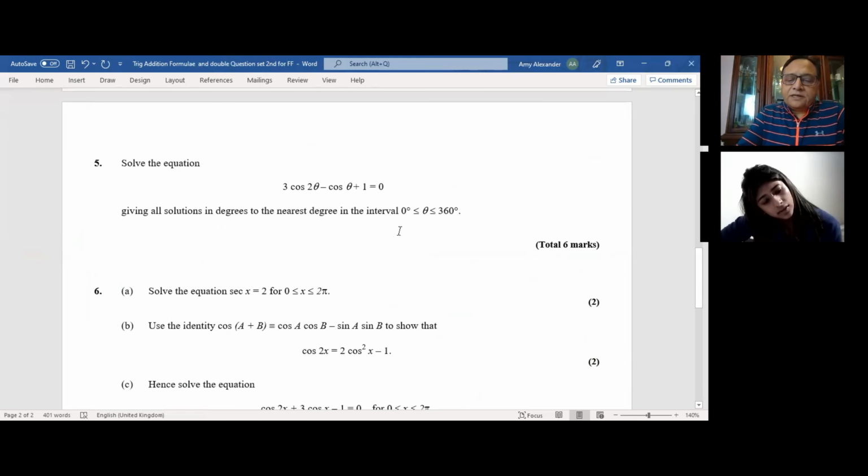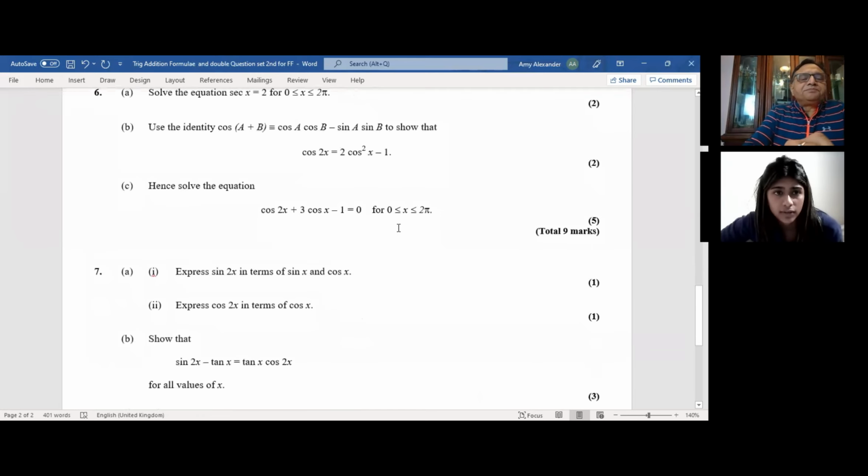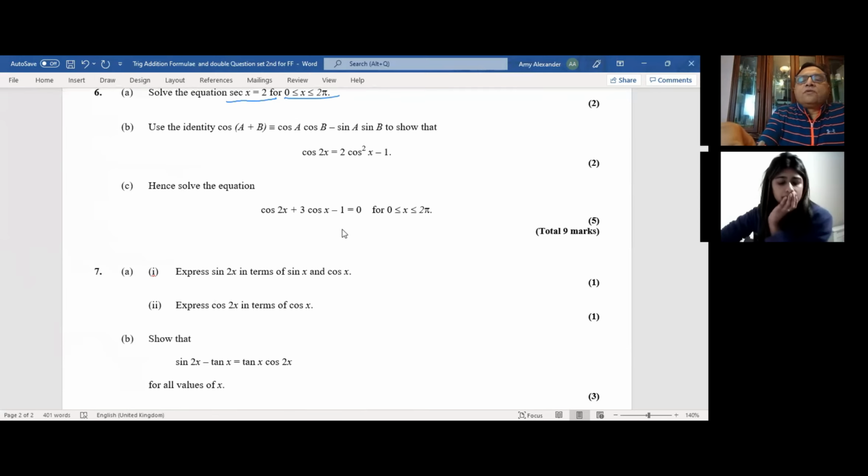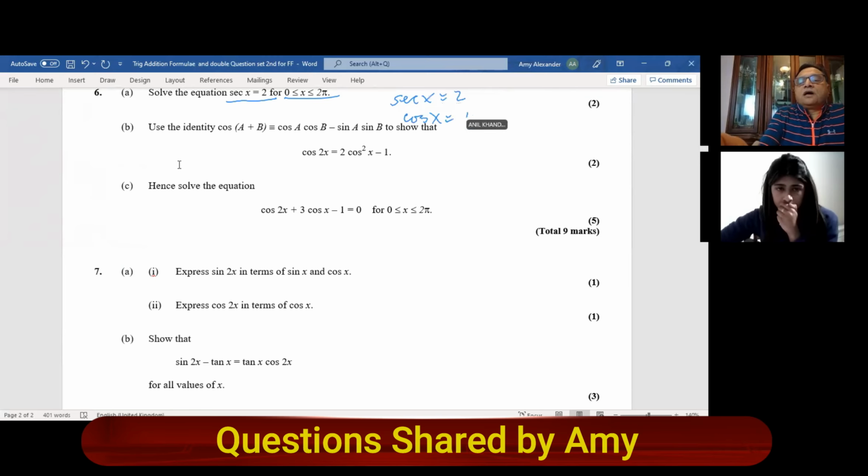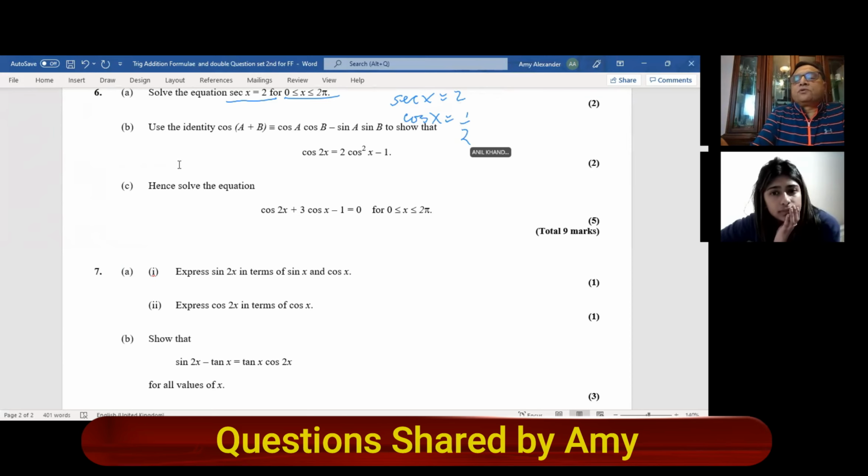Can you pull the page slightly up? We can look into this. Yeah. Solve this particular equation, secant x equals 2 within 0 to 2 pi. Okay. So secant is 1 over cos, correct? So we can say secant x equals 2. That means cos x equals half. And we are looking into 0 to 2 pi. So a positive value, that means these two, correct?